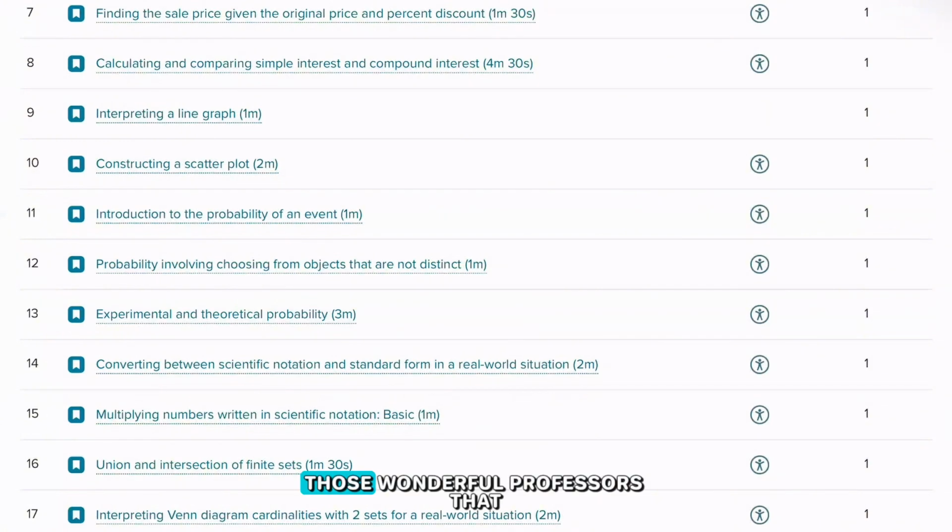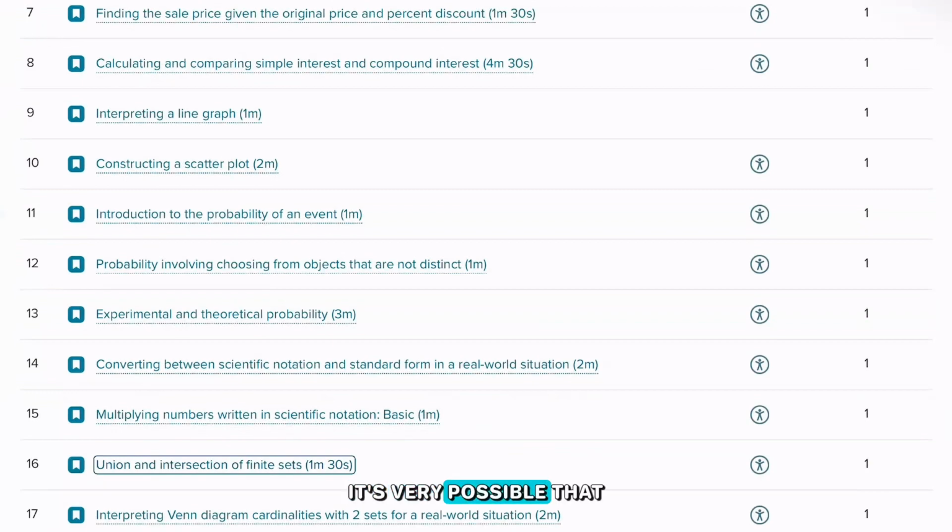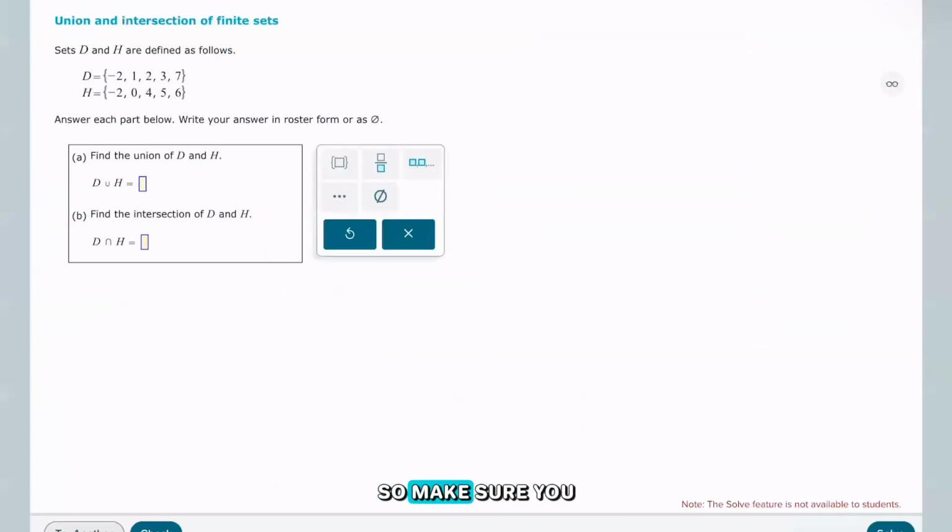Now, those wonderful professors that I told you about that made this all so confusing, it's very possible that they may be snooping around in my course. I don't know if I said that before. So make sure you stay in the frame, those of you that are taking the exam at home. Somebody may try to have a problem with me allowing you to have a scientific calculator, and I do not care because I'm tired. There's only so much I can take with the restrictions.